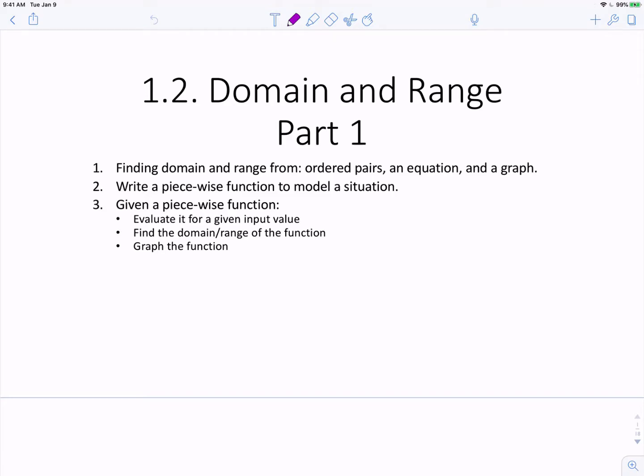Section 1.2, Domain and Range. In this section, we are going to find the domain and range from ordered pairs, an equation, and a graph. We'll write a piecewise function to model a situation, and, given a piecewise function, we'll evaluate it for a given input value, find the domain and range of the function, and graph the function.